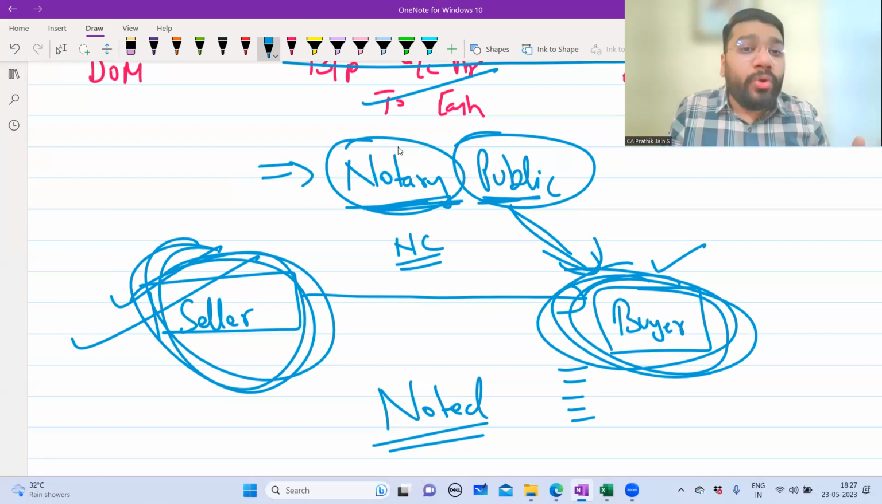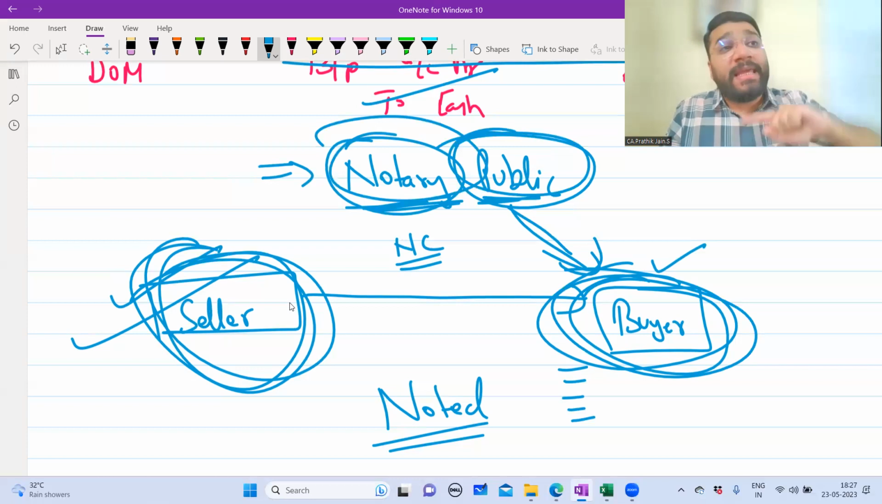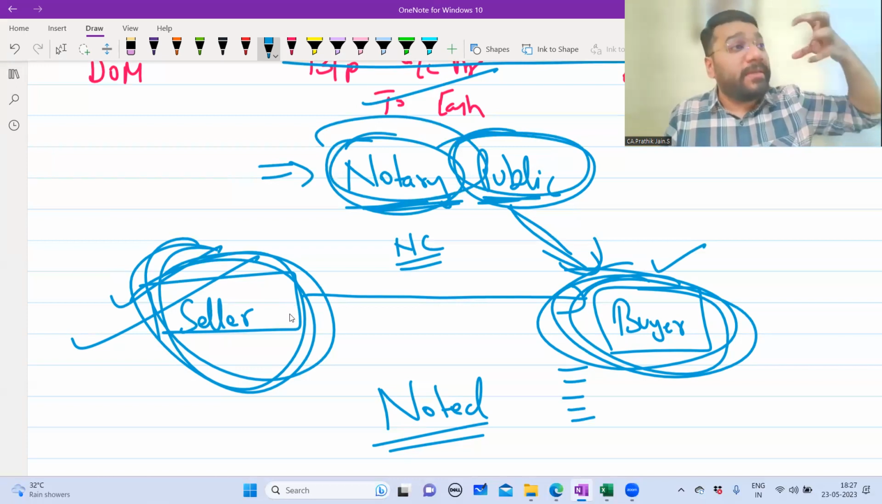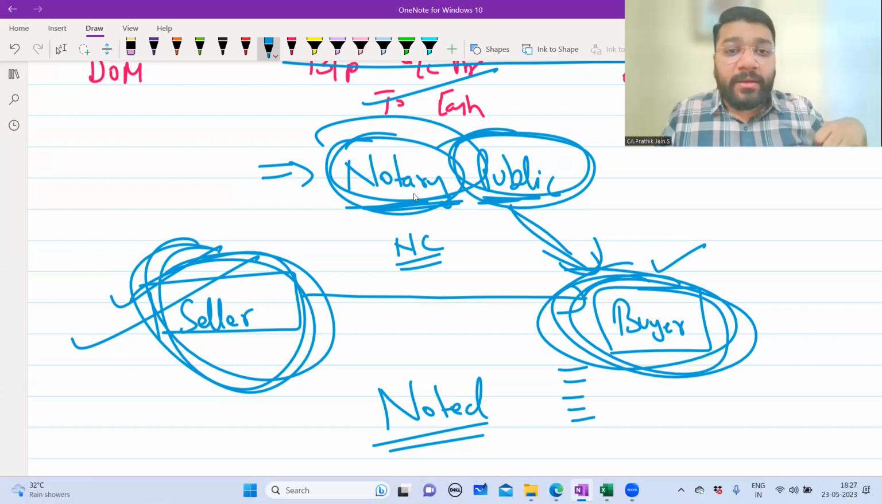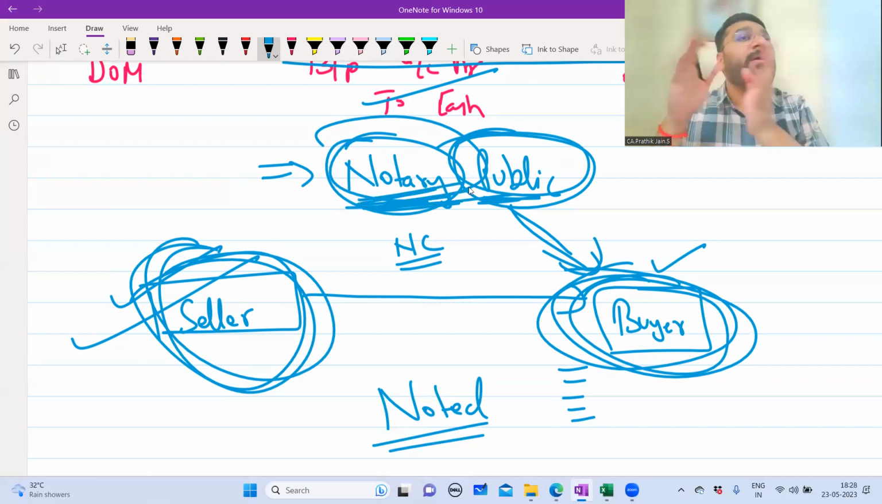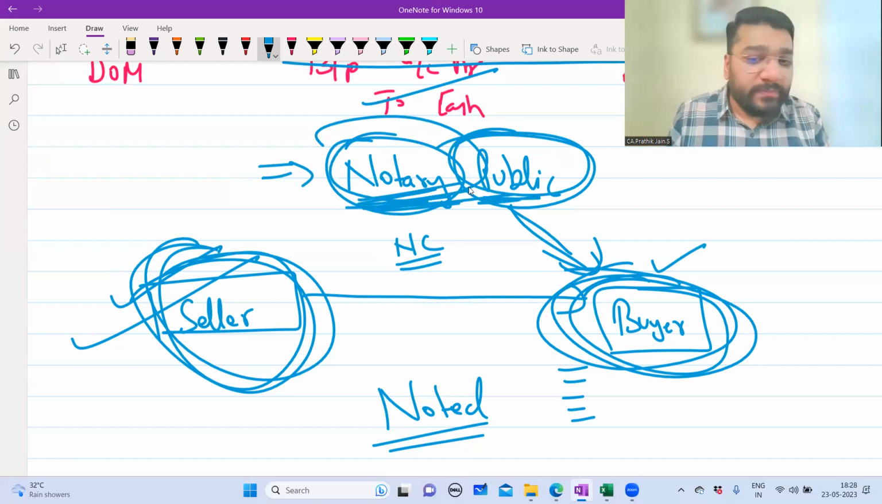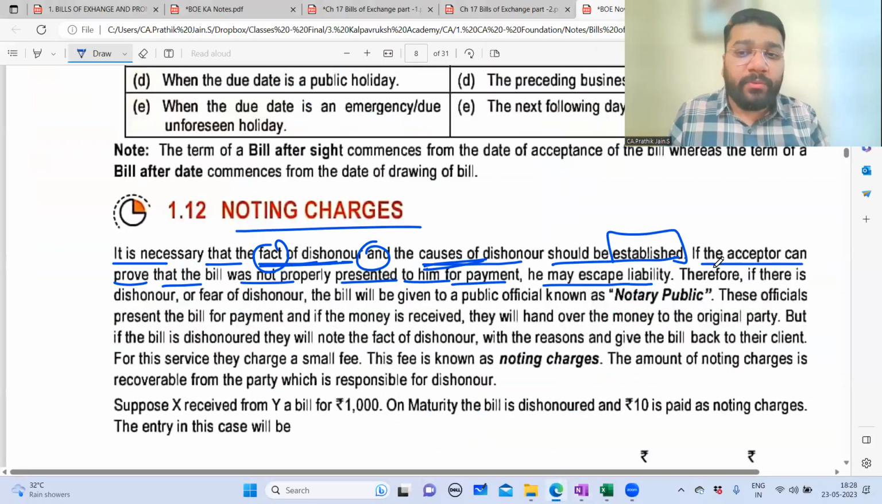So why are we going to a notary public? Because if the seller is lying, his lie will get captured at the earliest. The notary public, being a government official, will not try to do any forgery with either party. So what this point is trying to establish is basically that the acceptor, that is the buyer, can prove that the bill was not properly presented.